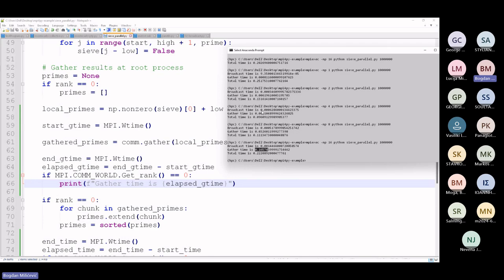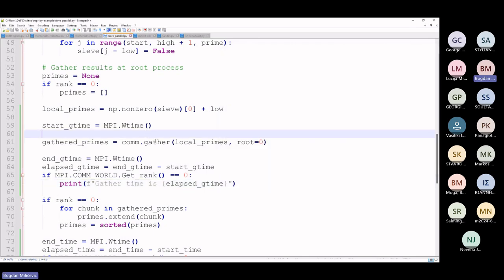And we also note that gather here is a bit slower than broadcast, which makes sense because it is working with larger data. It has more operations to do.